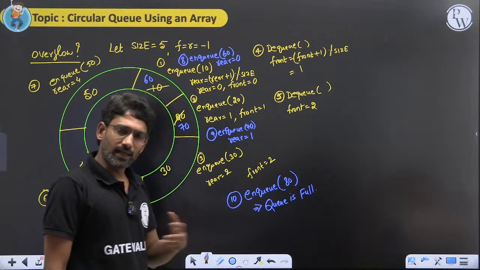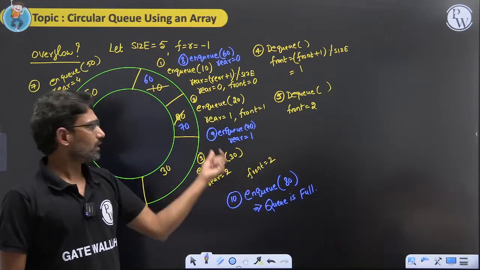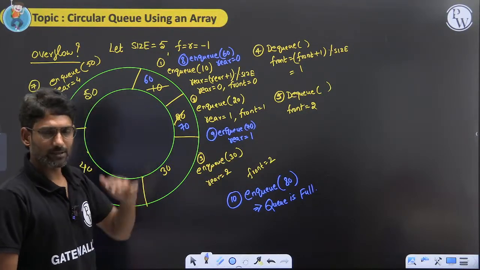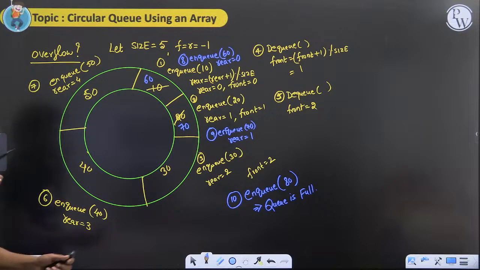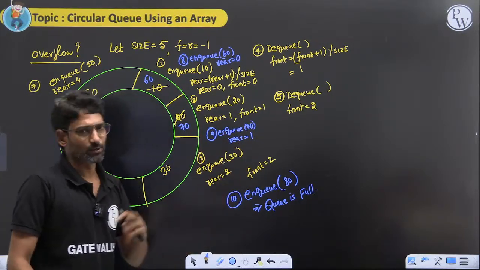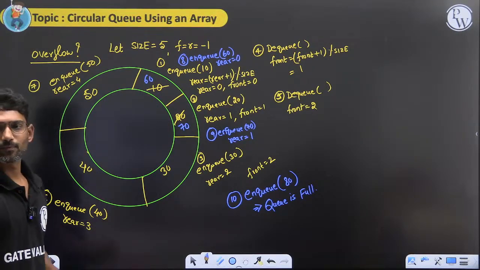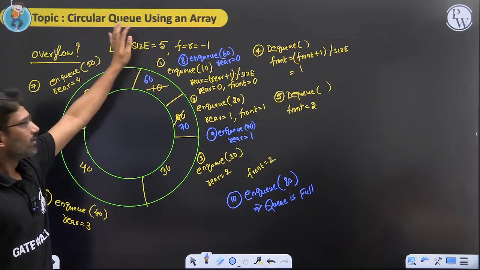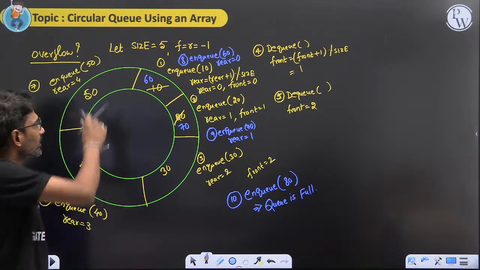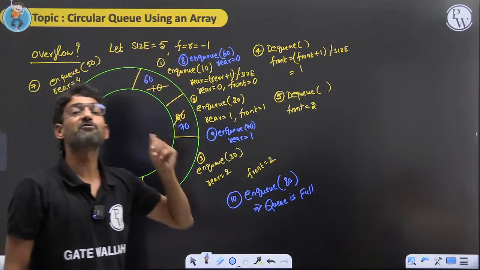Then shall I write if front is equal to rear plus 1? If that is the case, front is 2, rear plus 1 means 1 plus 1, 2, that is okay. But just assume rear is 4, front is 0. If I write front equal to rear plus 1, 4 plus 1 will be 5.